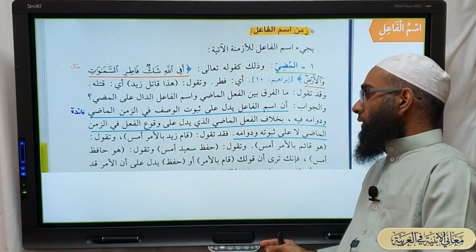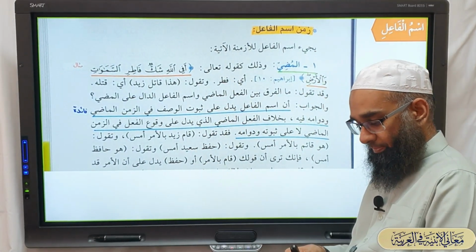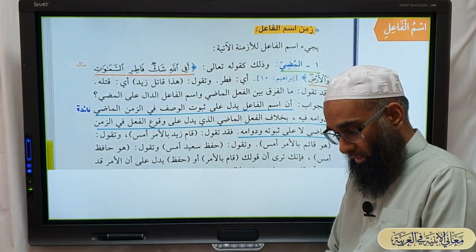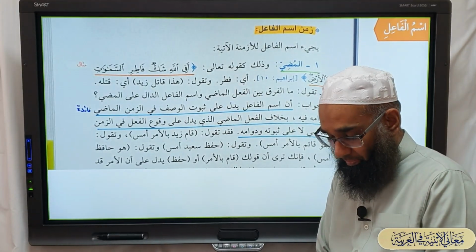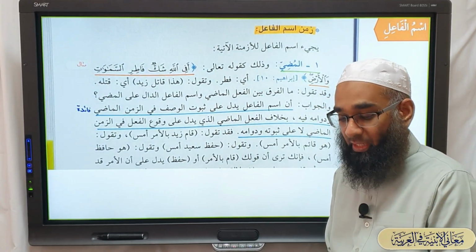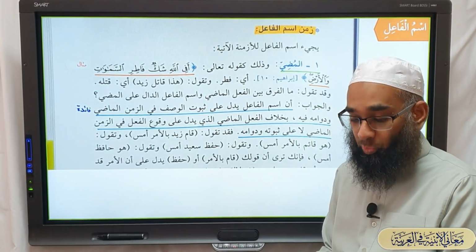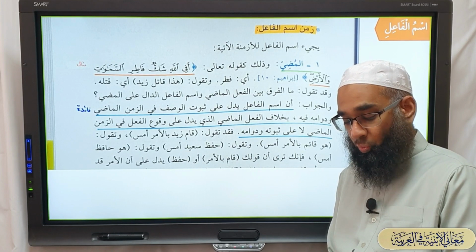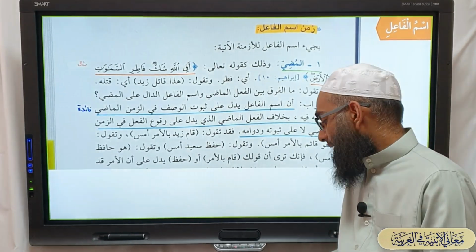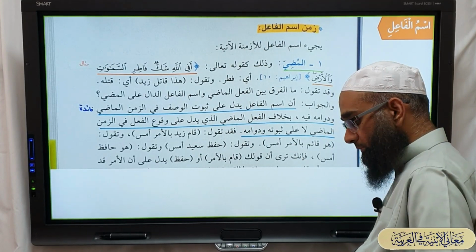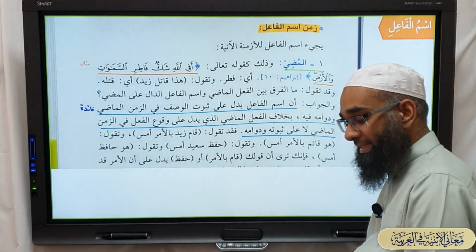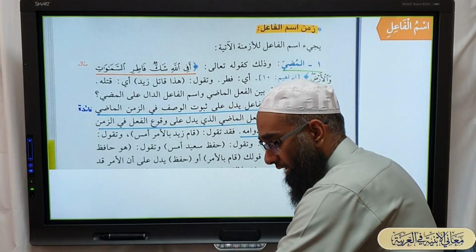So moving on, we have started discussing the ismul fa'il, and we discussed a few basics regarding the meaning of the ismul fa'il in terms of its thubut, and the difference between the thubut of ismul fa'il and the thubut of a sifatun mushabbahatun bismil fa'il. The next point he's discussing is the zaman of ismul fa'il.